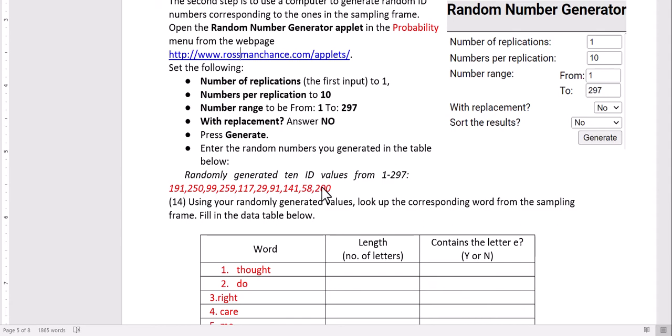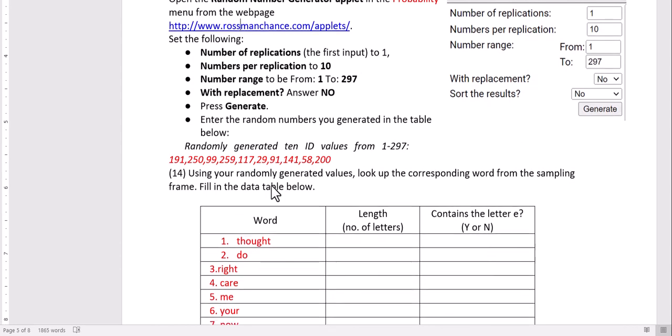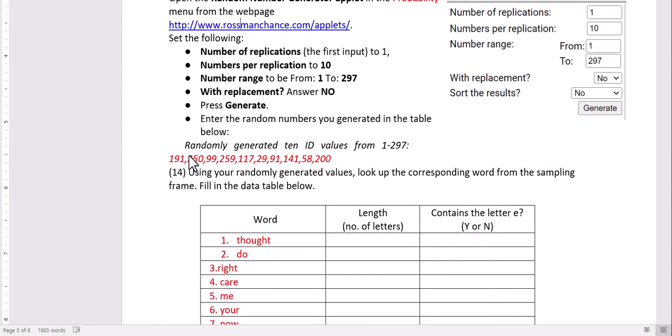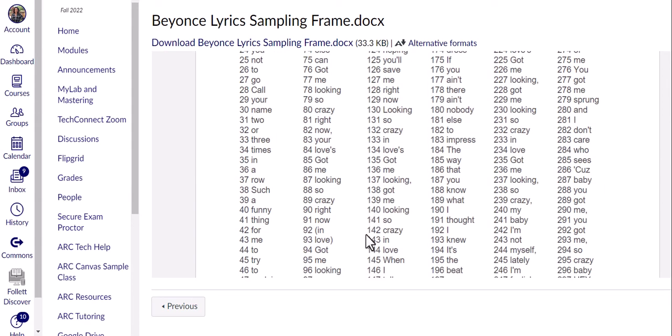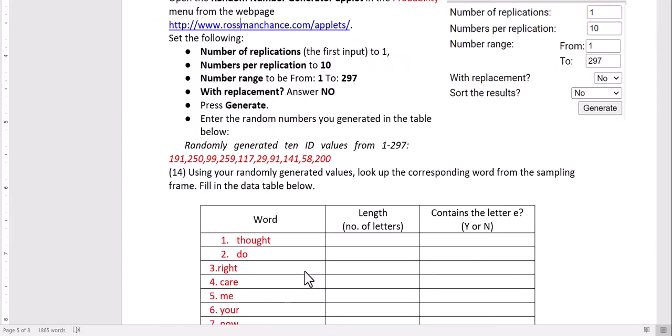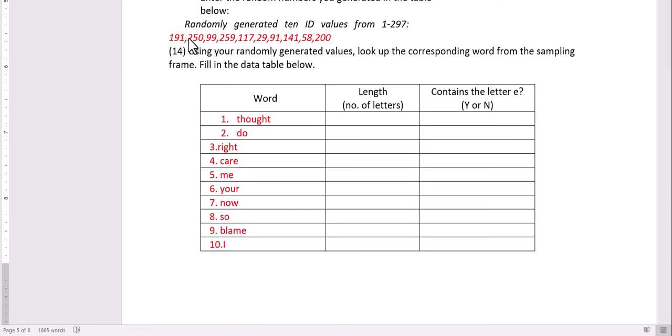There should be 10 numbers, and then you go back to the sampling frame and look up those numbers. So for example, the word 191, when I go to my sampling frame, that's going to be the word thought. So here we are looking back at the sampling frame. The word 191 is thought, and you just correlate the number to the word and then write them down in your notes. My 250th word is do, and so on. Notice that the 200th word is I.